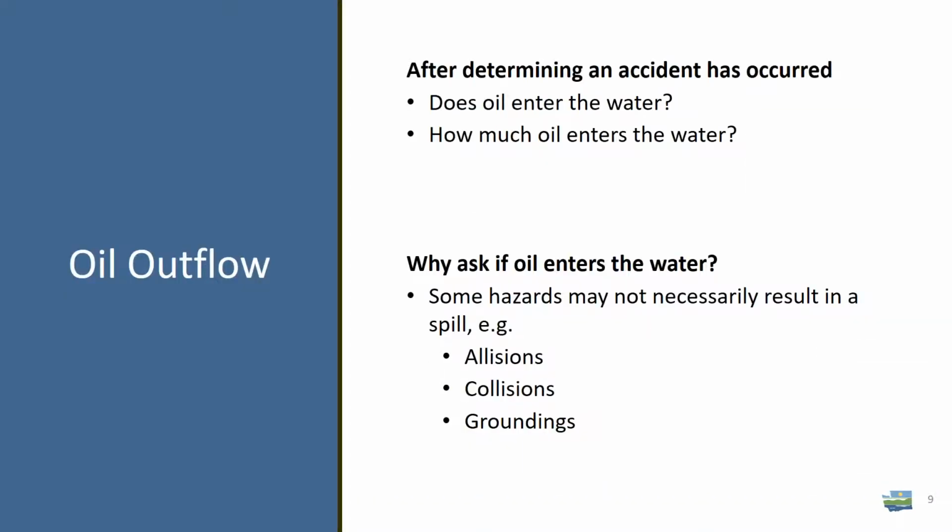So the purpose of the oil outflow module: it has to answer two questions. After we've identified that an accident has occurred, is there a spill? Does oil enter the water? And then if there is a spill, how much oil enters the water? How much oil spilled? It could initially seem counterintuitive to ask whether an accident results in an oil spill. We have to think back to our initial hazard identification process. During that process, we selected hazards that we think are relevant to spill risk, but just because they're relevant, it doesn't mean they necessarily produce an oil spill every time.